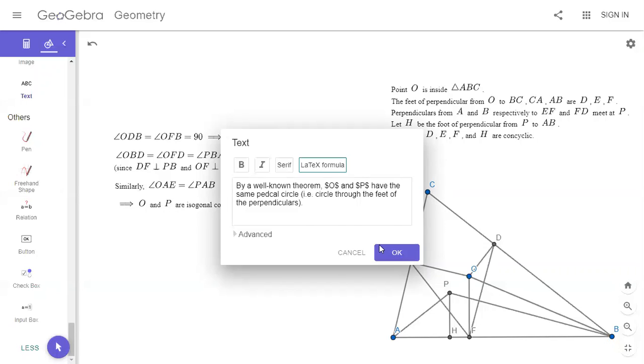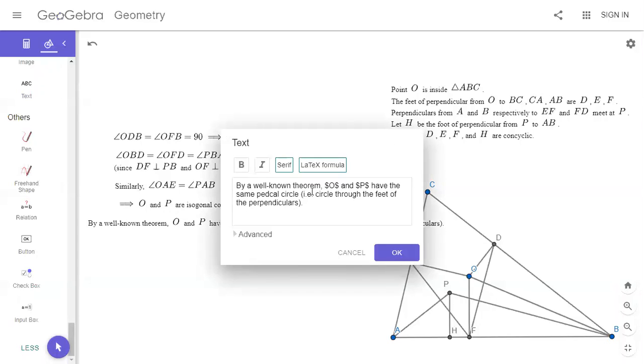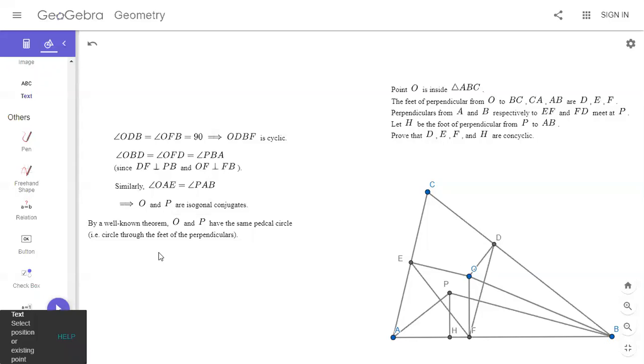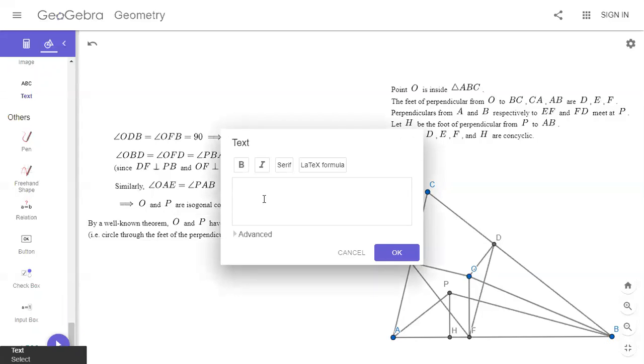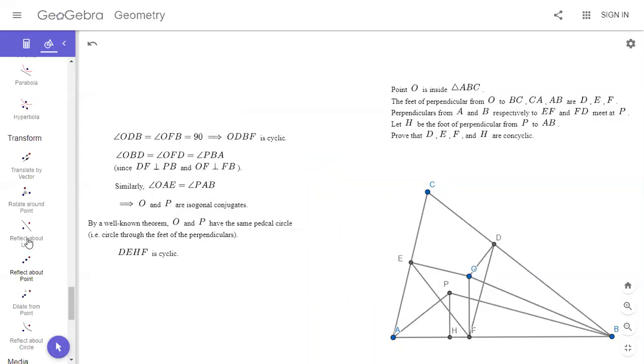All right. And so that means that basically DEHF is cyclic. And in fact, the center of that circle is the midpoint of O and P. So that's it for this problem.